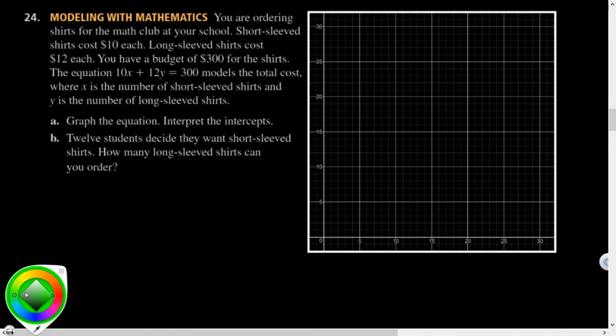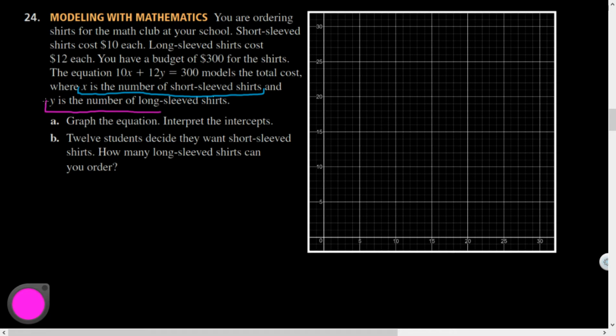That's right, Mr. Waddy. And so check this, then they tell me some facts: this equation, 10x plus 12y equals 300, models the total cost, where x is the number of short-sleeved shirts. That's alliteration, friends. And y, the output, is the number of long-sleeved shirts. So this is LSS, long-sleeve shirts, and this is SSS, short-sleeve shirts.